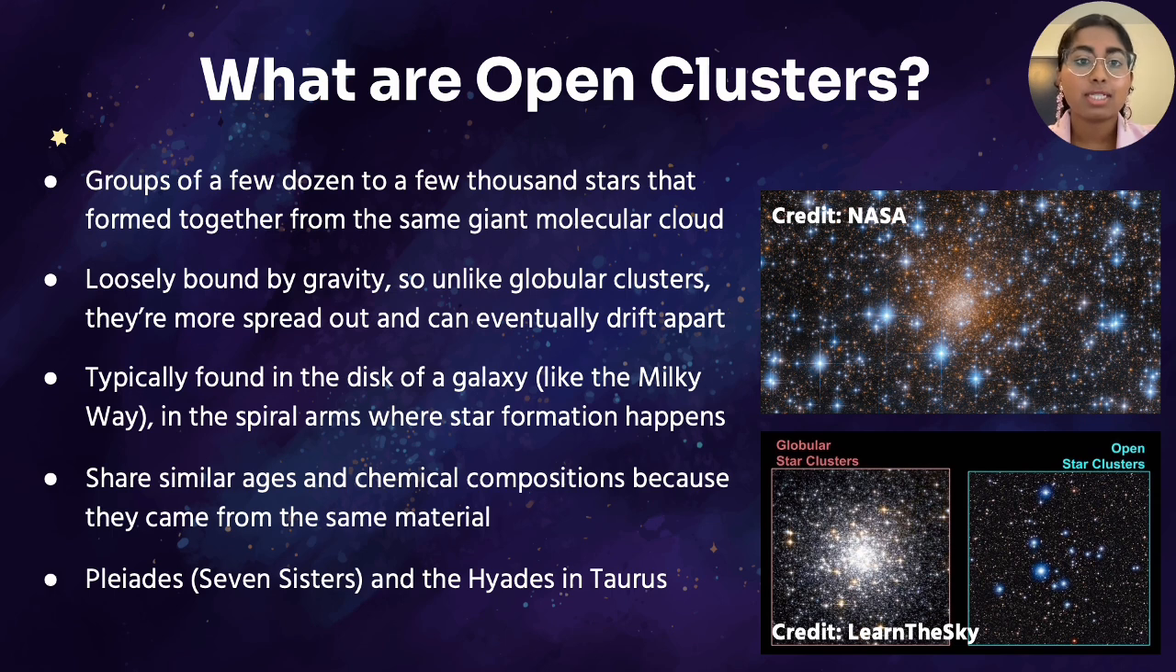You'll usually find them in the disk of a galaxy, especially in the spiral arms where new stars are born. Since they form from the same material, the stars in an open cluster have similar ages and chemical makeups. Some examples include the Seven Sisters and the Hyades, both found in the constellation Taurus.